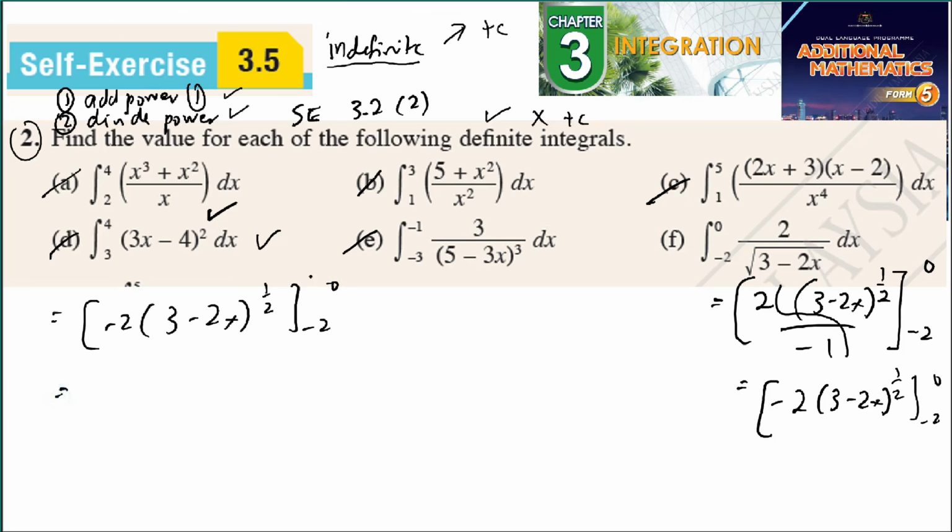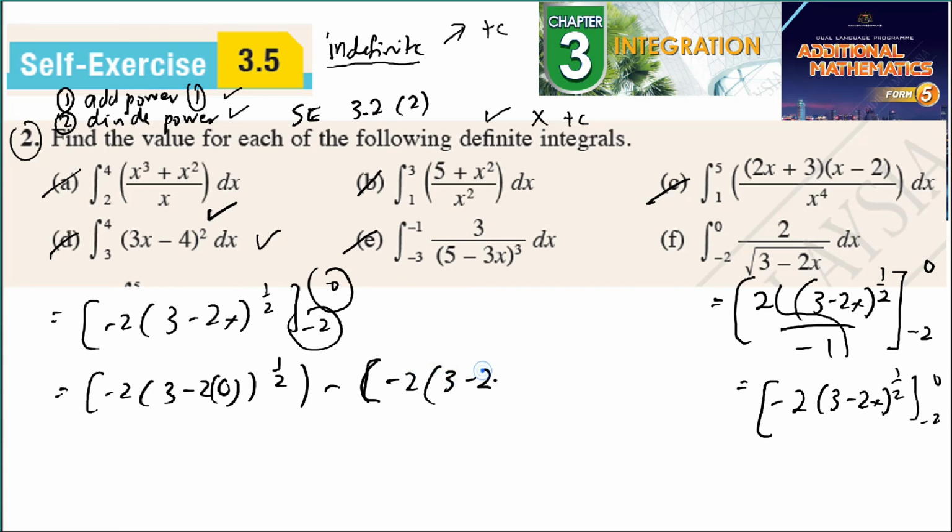Now we can substitute. First we substitute with 0. So it will be negative 2, 3 minus 2, 0, power of half. And then you see here, minus, now we substitute with negative 2. So actually it's the same. If you do this one, make sure you close with this one. So this one is negative 2, this one is 3 minus 2, negative 2, power of half, which is equal to 1.827. Alright.